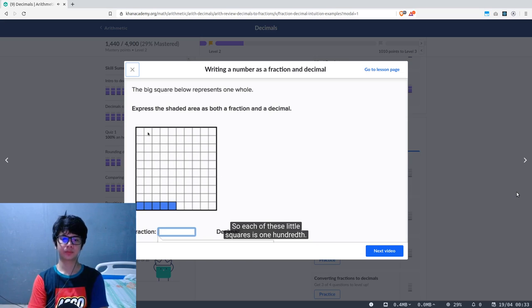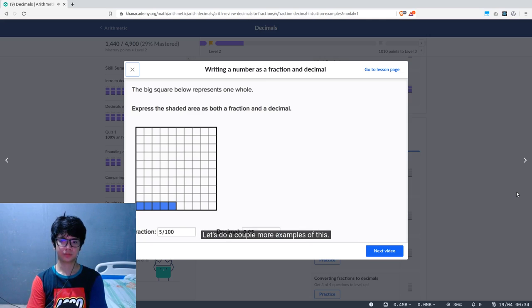So each of these little squares is 1/100. Here I have shaded in 1, 2, 3, 4, 5 out of 100, five hundredths. So as a fraction, I could write this as 5/100. And as a decimal, I could say, I have no ones, I have no tenths, and I have 5/100. Let's do a couple more examples of this.